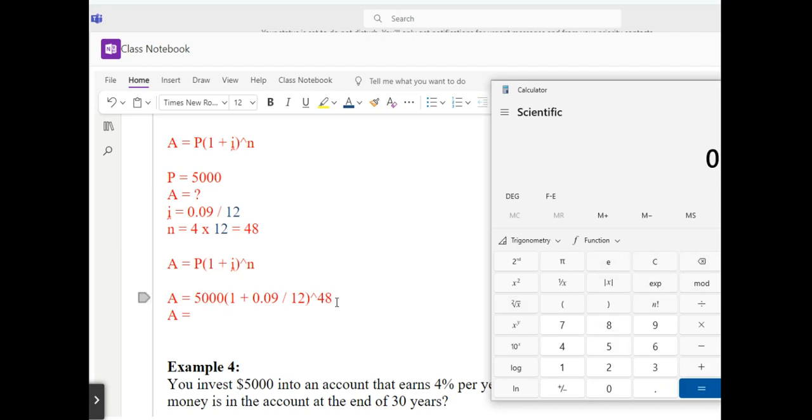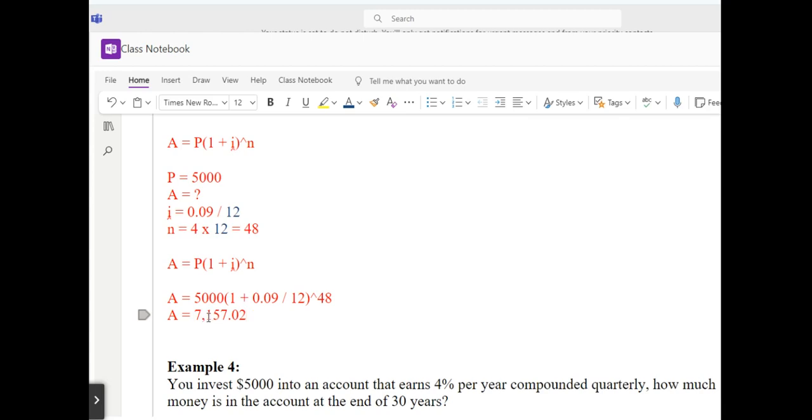So now we're going to type this into our calculator: 5,000 bracket 1 plus 0.09 divided by 12, close the bracket to the power of 48. And so I'm going to get the 7,100 number. Now, since the number on the end is 5 or greater, we shall round up. So this will become 7,157.03. Okay.